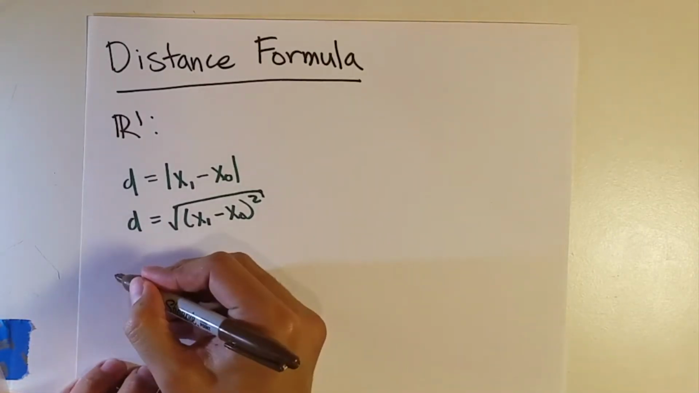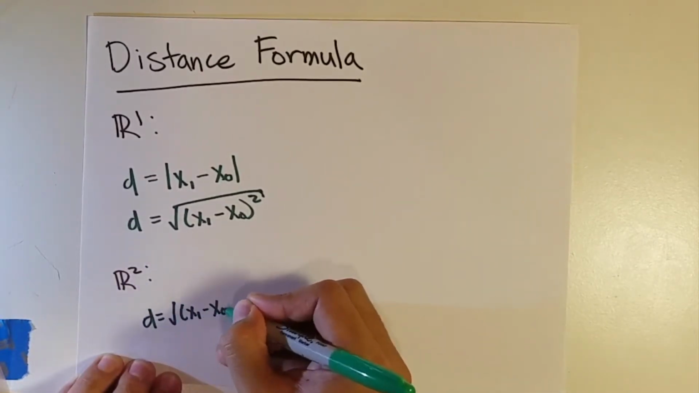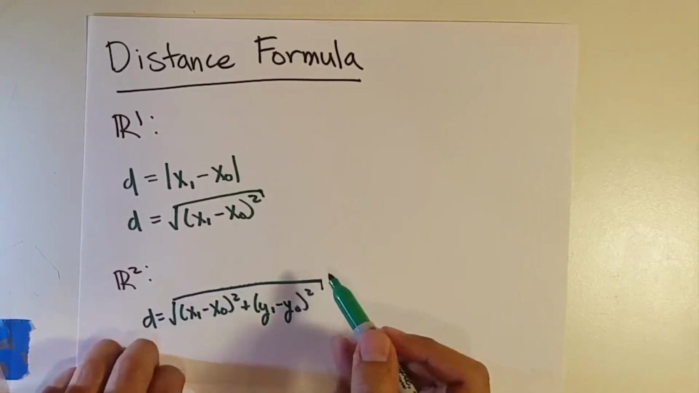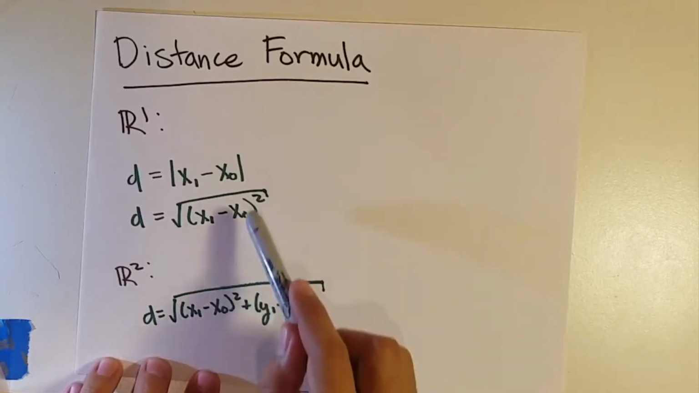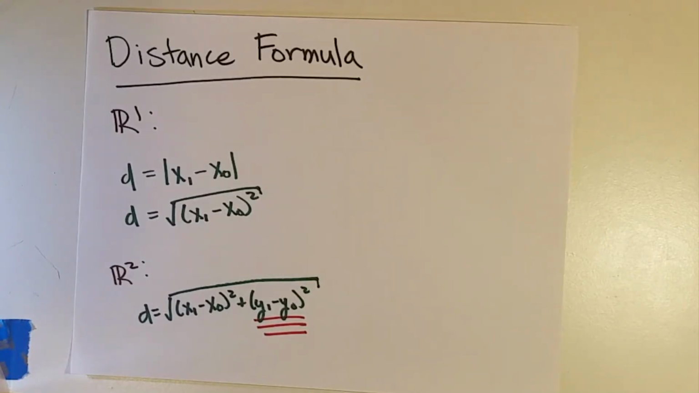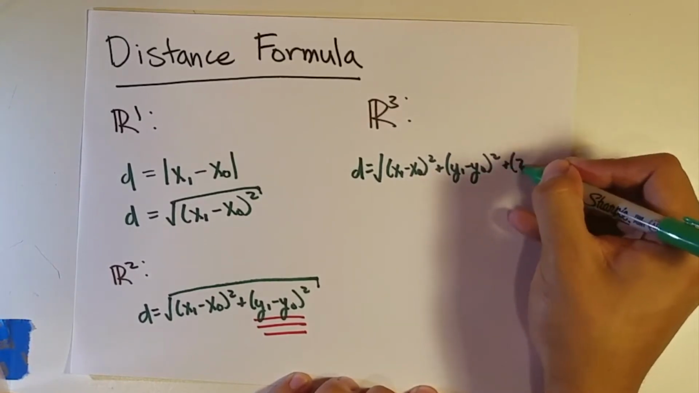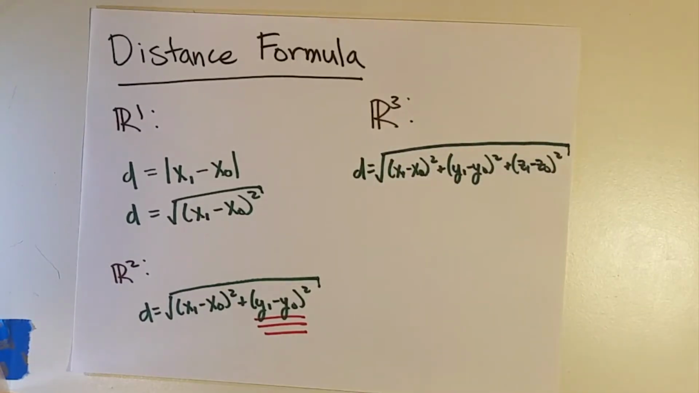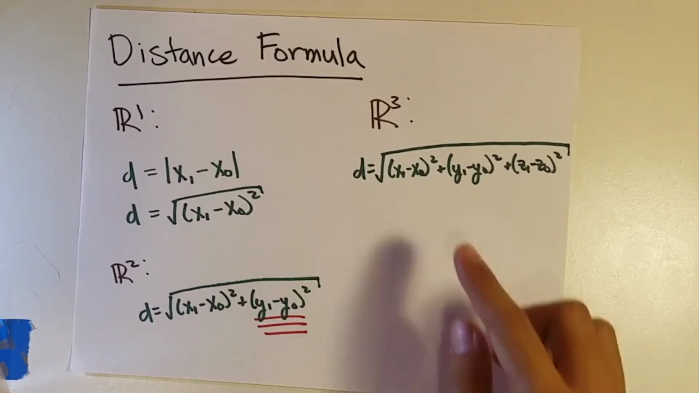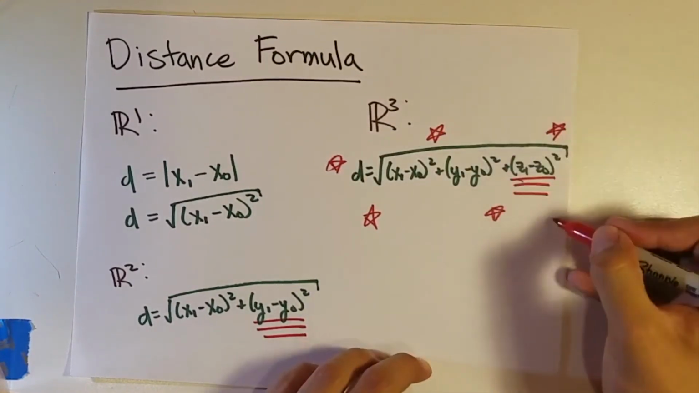We'll compare this formula with the distance formula in R2, which follows from the Pythagorean theorem. d equals the square root of (x1 minus x0) squared plus (y1 minus y0) squared. Look how similar these two look. They're basically identical with the exception of this y component. Based on this pattern, we can guess the distance formula in R3. If you haven't figured it out already, it's d equals the square root of (x1 minus x0) squared plus (y1 minus y0) squared plus (z1 minus z0) squared. Again, this formula is essentially identical to the R2 one, with the exception of this z component. This is an important formula in multivariable calculus, so make sure you remember it.